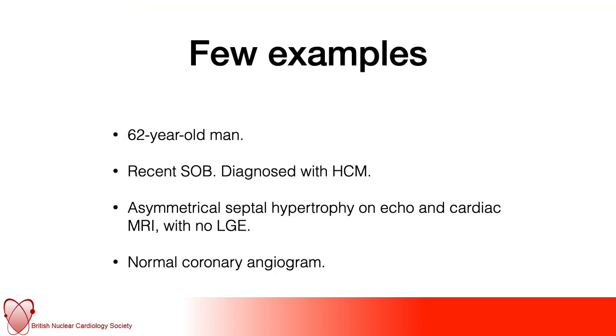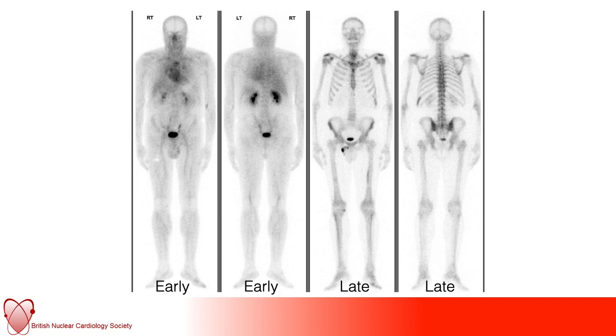So let's talk through a few nice examples here. A 62-year-old man, with recent onset breathlessness, having been diagnosed with HOCM in the past, has asymmetrical septal hypertrophy on an echo and cardiac MRI with no late gadolinium enhancement and a normal coronary angiogram. So some sensible soul sends him for a DPD scan.